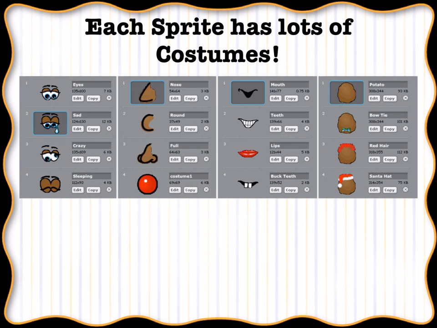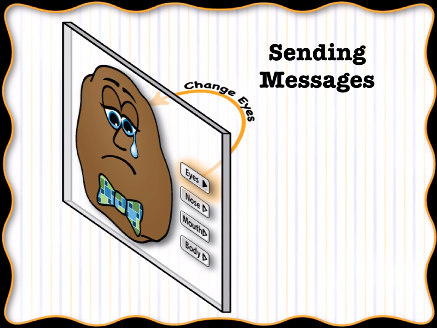This project has some sprites with lots of different potato head parts, like different eyes, different noses, and mouths. Each time the next costume runs, the costume switches to the next one on the list. Once the last costume shows, it starts over from the top. Perfect. Now we just need a way to have the Eyes button, when it's clicked, send a message to the eyes to change.